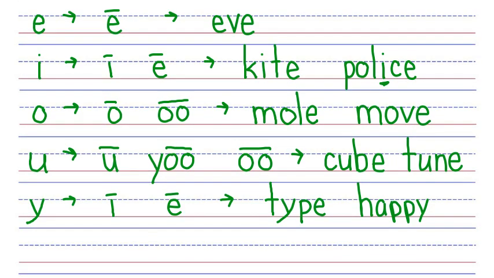So to summarize, in a VCE syllable, you are likely to hear either a long A, a long E, a long I, a long O, a long U, or a long double O. Let's say these sounds fast. A, E, I, O, U, oo.